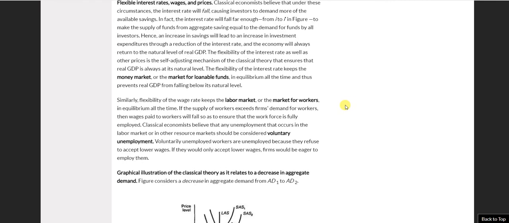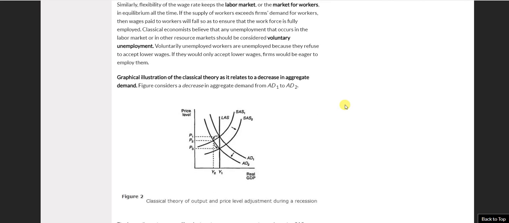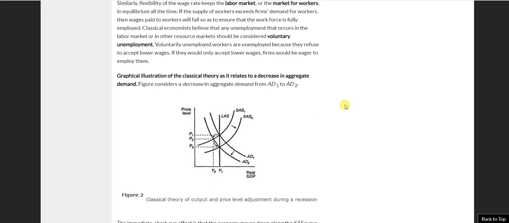So we can see here another graphical illustration of the classical theory as it is related to a decrease in aggregate demand. On the y-axis the price level is there, P1, P2, P3. On the x-axis you can see Y1, Y2, that is the real GDP. So this is the classical theory of output and price level adjustment during a recession.